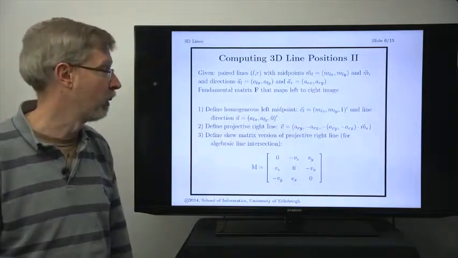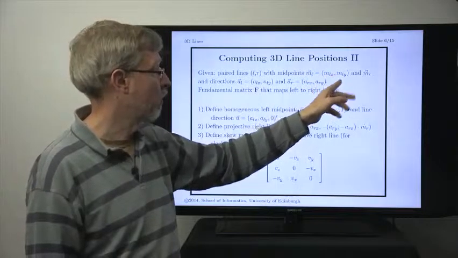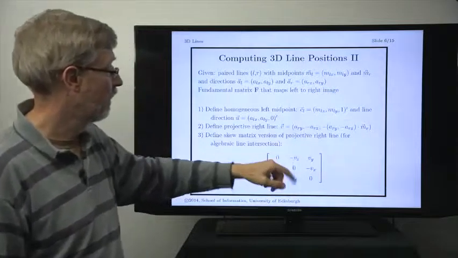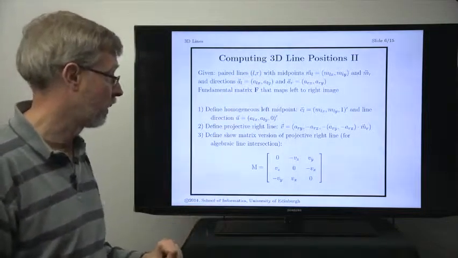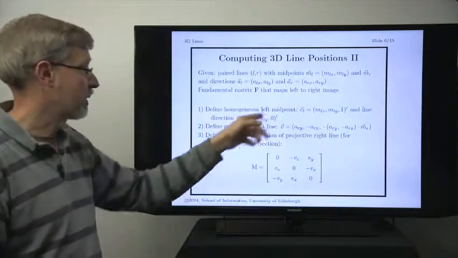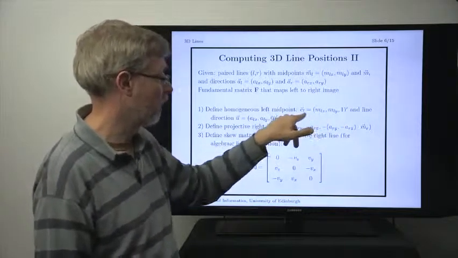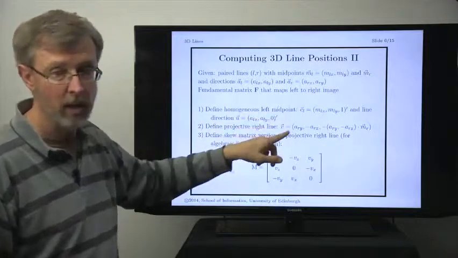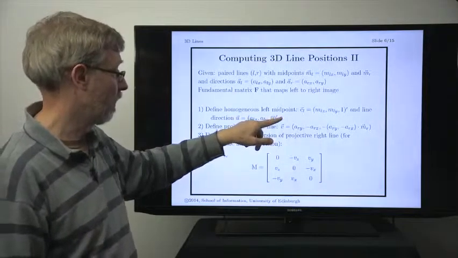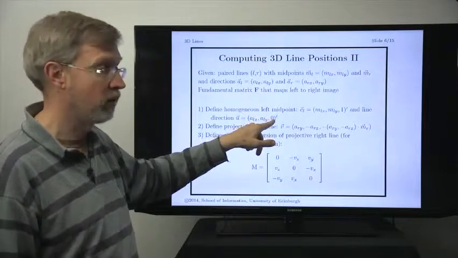Okay, so let's do that in a little bit more detail. Here's our paired lines. We've got our midpoints from the left and the right. Here's our direction vectors from the left and the right, and we've got our fundamental matrix. Well, we're going to extend this to homogeneous coordinates, so that's for this point right here, C. For the direction vector, it's U. We've got to extend it. In this case, we have to extend the U, the direction in two dimensions, to make it in homogeneous coordinates. We extend it with a 0.